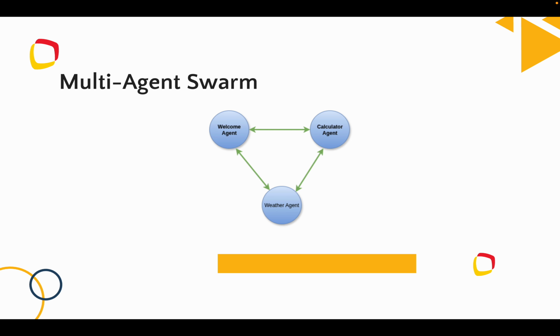Here we can see three agents. One is the welcome agent, one is the calculator agent, and the other is the weather agent. The calculator agent is responsible for different arithmetic operations, and the welcome agent is responsible for the greetings, we can say. Then the weather agent is responsible for checking the weather in a particular place. Here we can see different arrows.